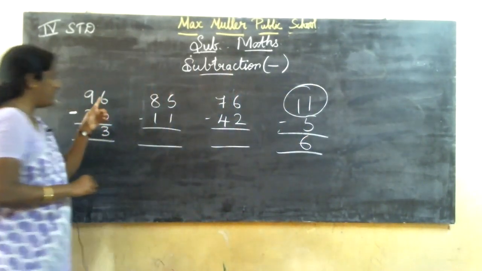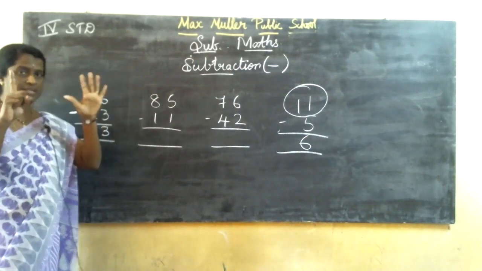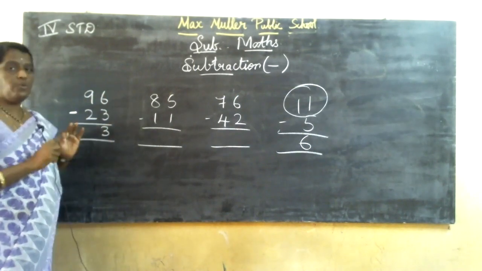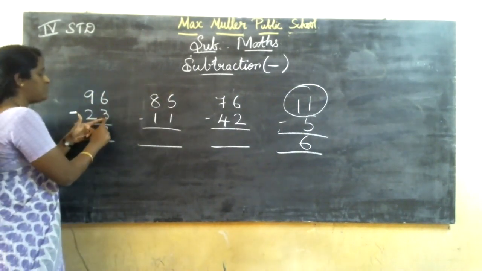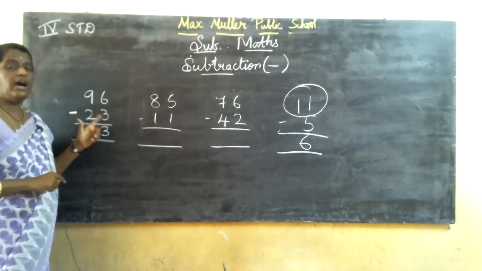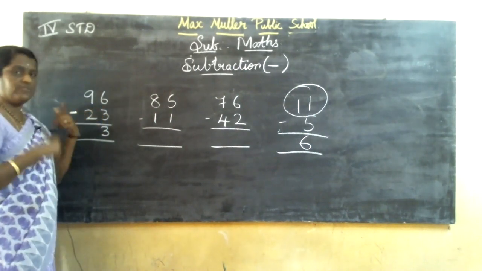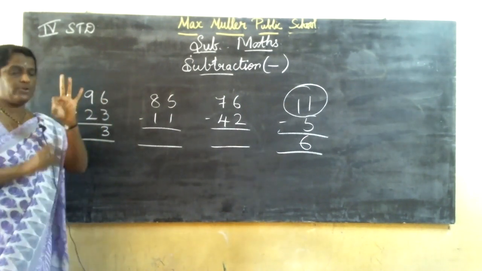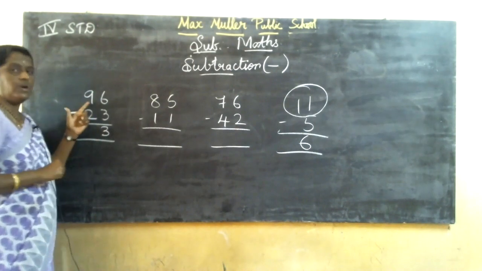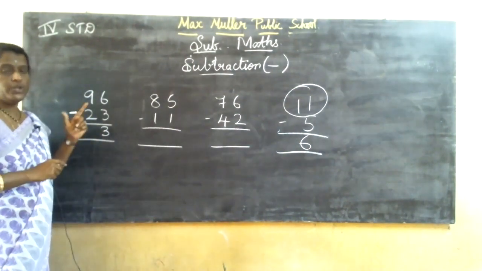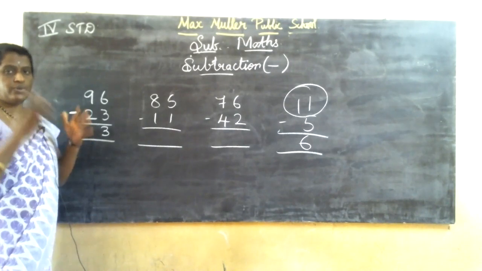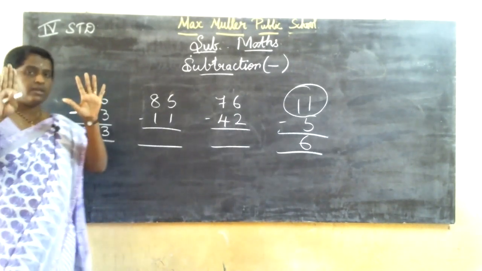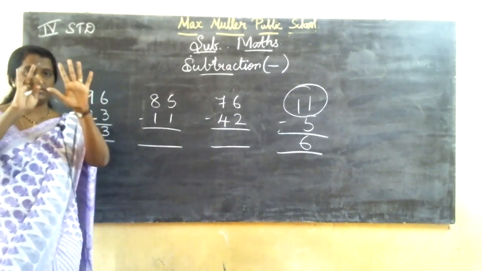Here I taught you to cut fingers. 6 fingers, cut 3 fingers, 1, 2, 3, so the answer is 3. See here 3, here 6. After 3: 4, 5, 6. Up to which number is there? If you count, the answer will come 3. Now 9 cut 2. You are having 9 fingers, you can cut 2. 9 cut 2 means 7. See, I'll show you: 9 fingers, cut 2 fingers, 1, 2. So your answer is 7.